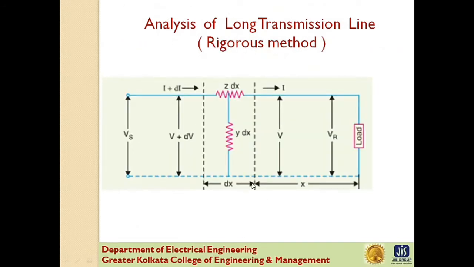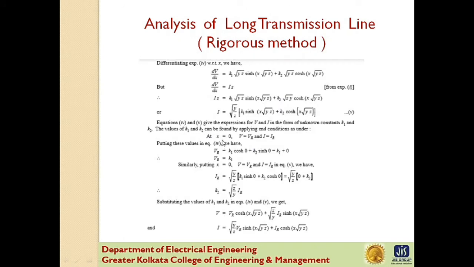Now at x equals 0, VR is equal to V and IR is equal to I. So we put VR where x is 0: VR = k1 cosh 0 + k2 sinh 0. Cosh 0 is equal to 1, so VR equals k1, and as sinh 0 is equal to 0, this expression is k1 plus 0, so VR equals k1.